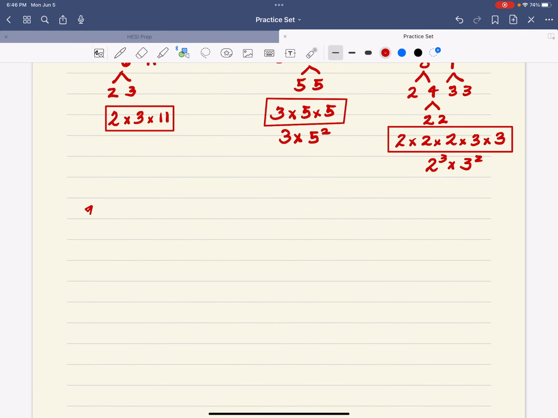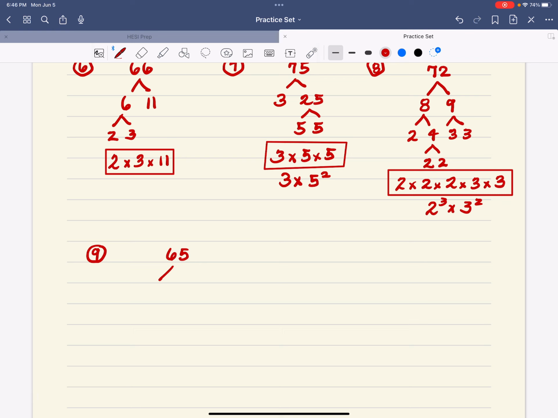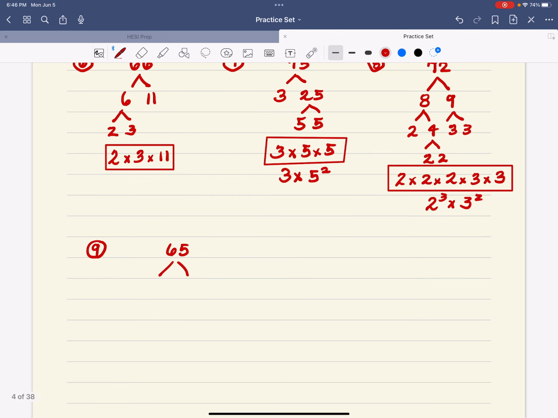Number 9. Sorry, I keep forgetting that I have to switch that over. 65. Oops, I'm not doing that on these, am I? Okay, so 65. You might have to think a little on this one. It's going to be 6. No. Yeah, 6 times 13, I believe. That's not it. 5 times 13. I knew 13's in there. 5 times 13. Those are both prime. So there is your factorization.